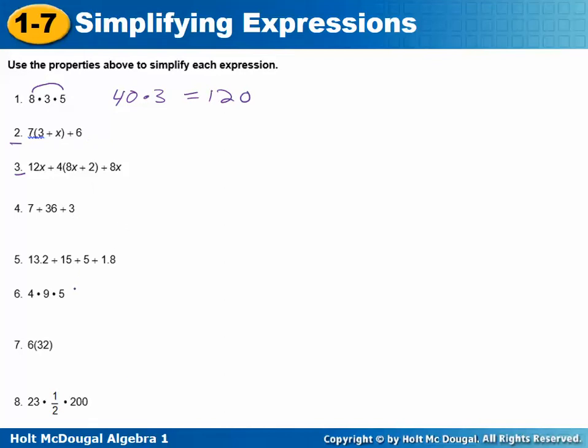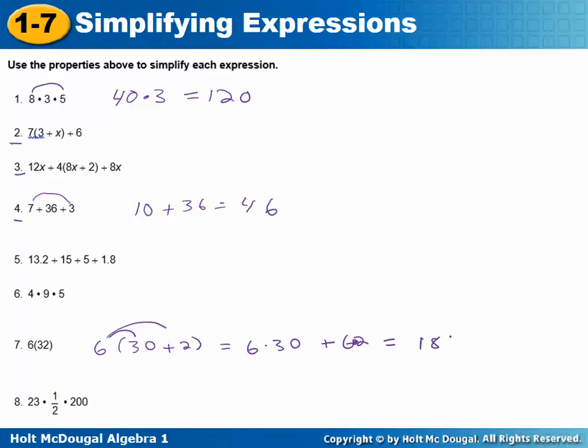Let's look at number 4. Let's put the 7 and 3 together. That's 10. 7 plus 3 is 10. Plus 36, that would be 46. Let's do 7. If I rewrote the 30 as 30 plus 2, then you could take 6 times 30, which is 180. And you could take 6 times 2, which is 12, and then you could figure out what 180 plus 12 is equal to.